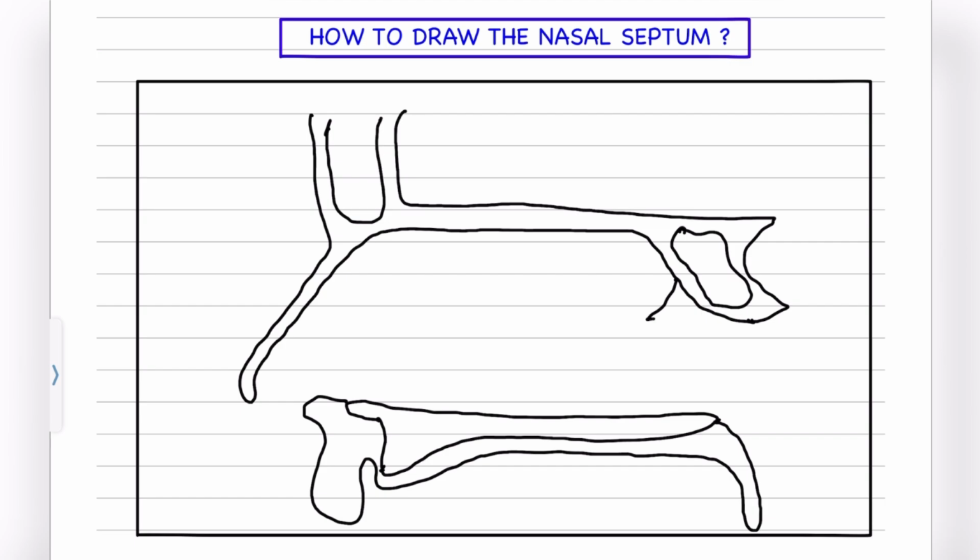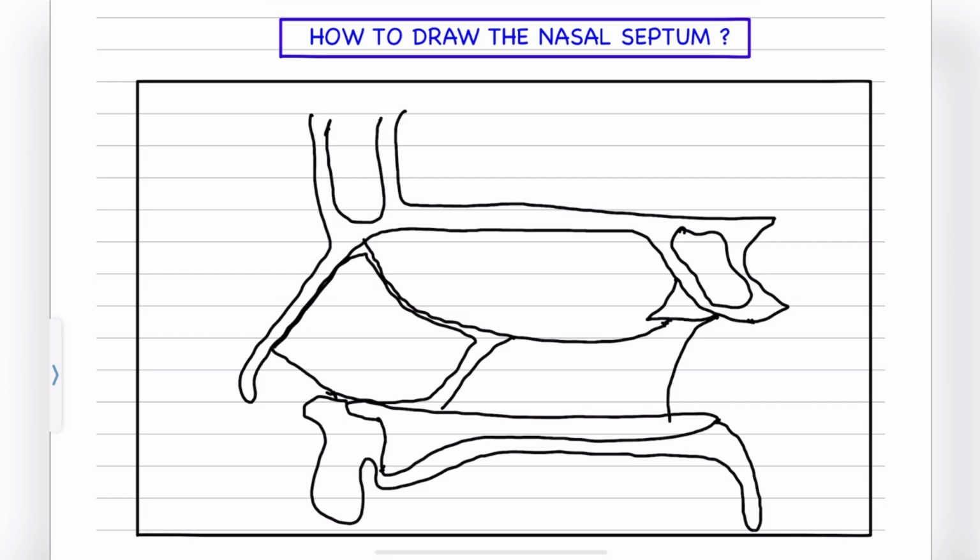Most posteriorly we have the minor contribution, that was the rostrum of sphenoid, and from above we have the perpendicular plate of ethmoid. All right, then we have our very own vomer, and finally we have this right here. This area is reserved for the septal cartilage or the quadrilateral cartilage. So this is how you draw the following structure.